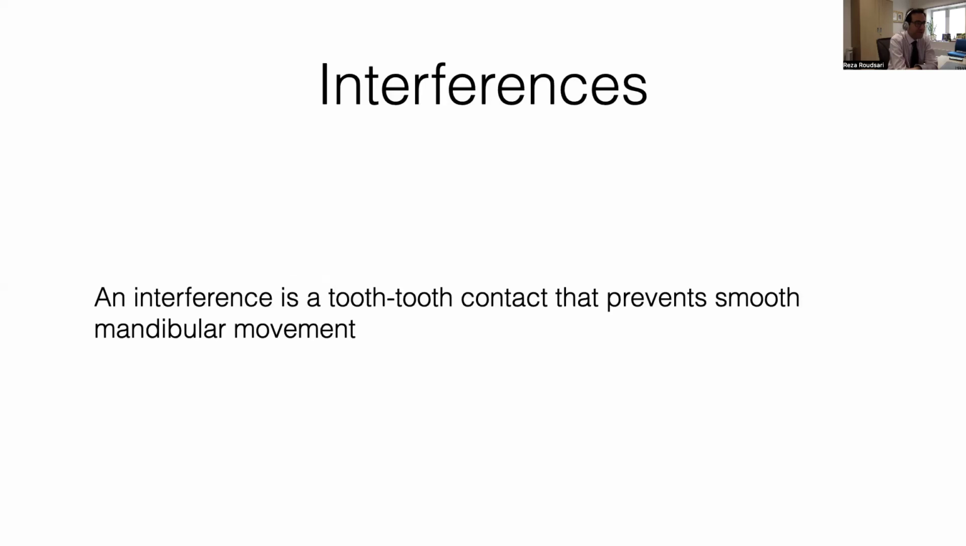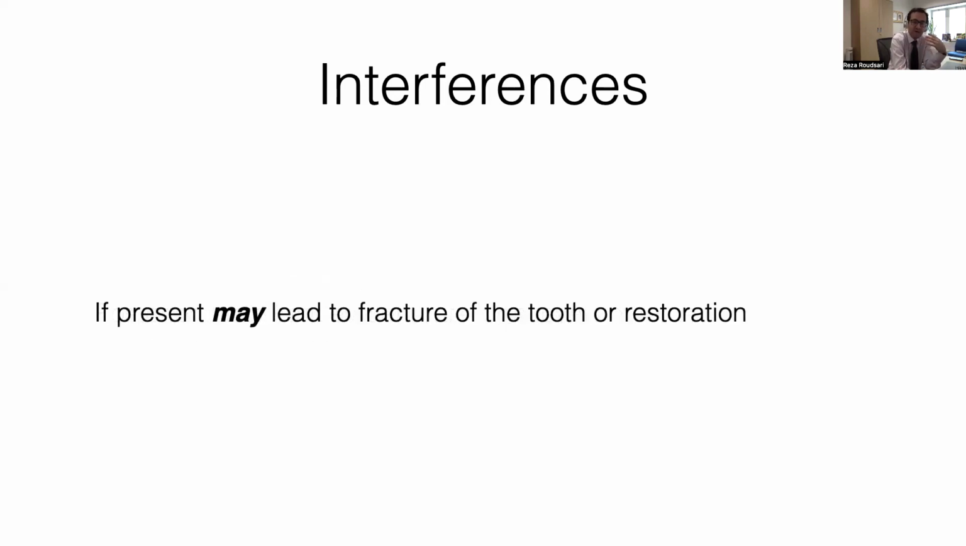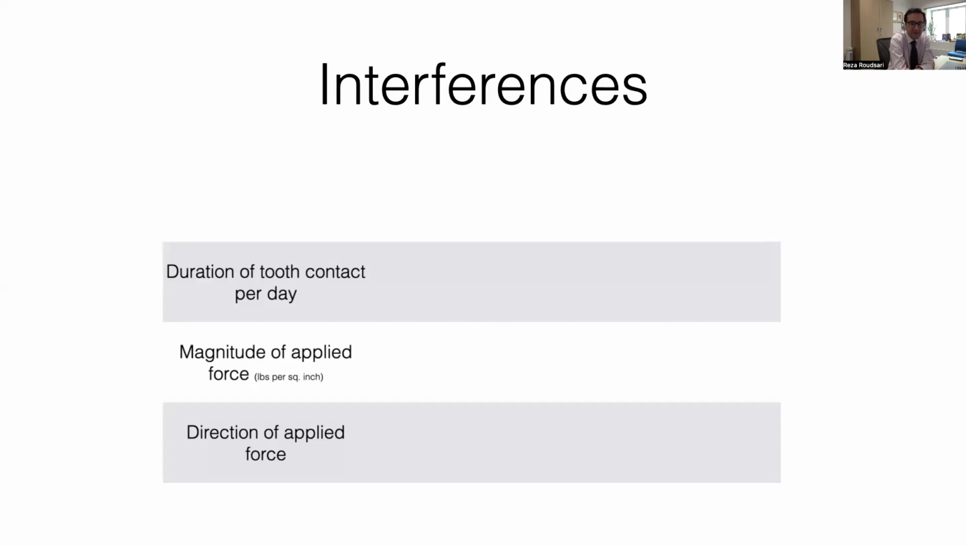Now I'm just going to very quickly cover occlusal disharmony, and I'm going to start with interferences. Interferences are tooth-to-tooth contacts that prevent smooth mandibular movement. It's good to know that posterior interferences generate quite a high level of forces, and they may lead to fracture of the tooth or your restorations. And by Ramfjord, apparently, they might also trigger parafunctional activity. How true that is, there is a lot of debate on it, if that makes sense.